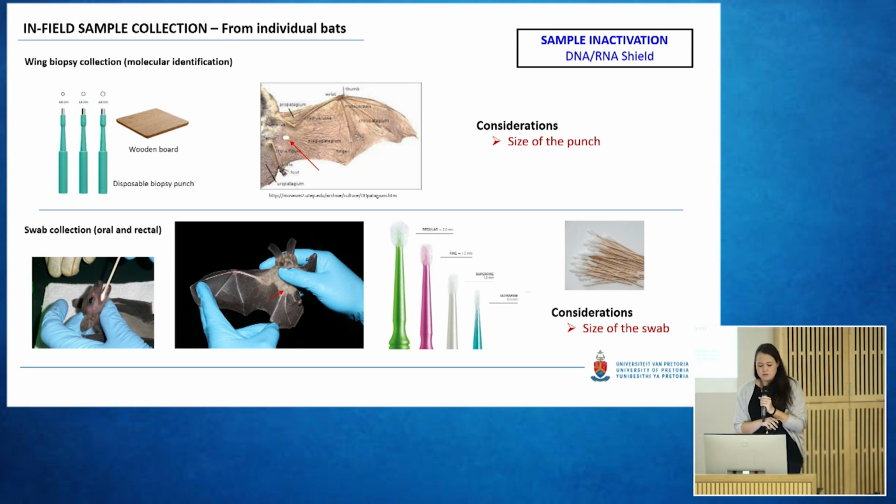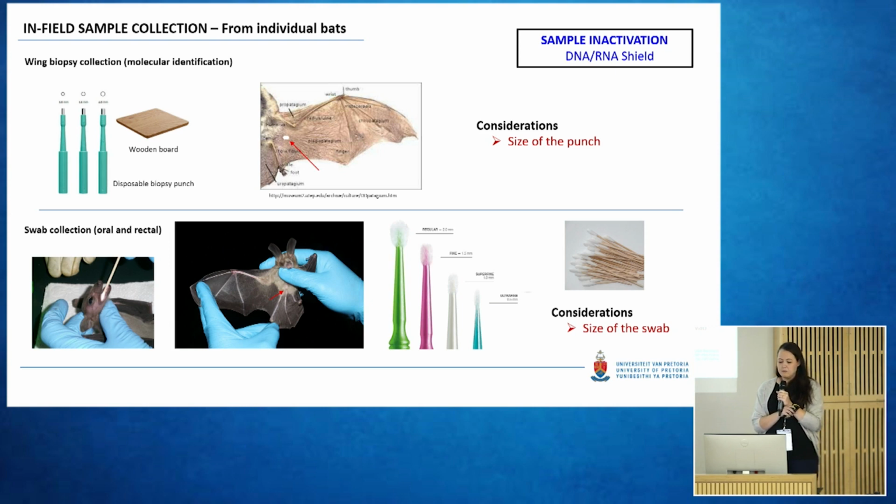So then to move on to swab collection, oral and rectal. Oral sample collection is quite straightforward. You would use a swab on the inside of the bat's mouth, the cheeks, the tongue, to collect some saliva. The rectal swab is a bit more complicated. As you can imagine, that cavity can be quite small for the smaller bats.